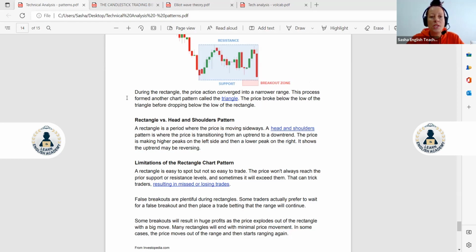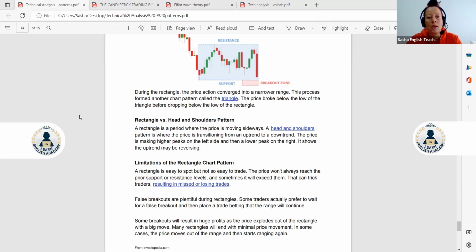Okay, so we're almost done here. During the rectangle, the price action converged into a narrower range. This process formed another chart pattern called the triangle. The price broke below the triangle before dropping below the low of the rectangle.